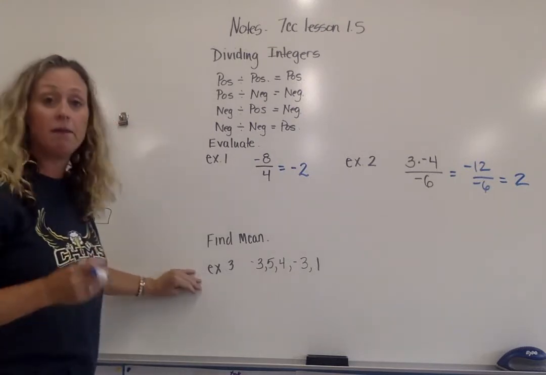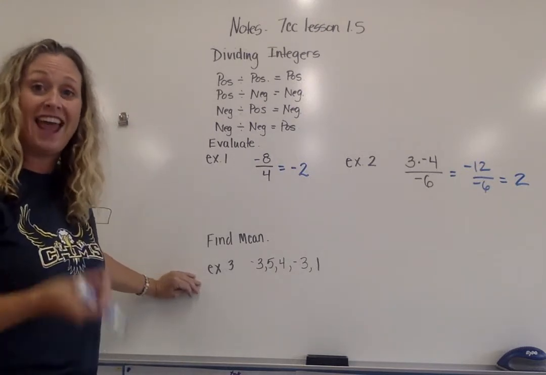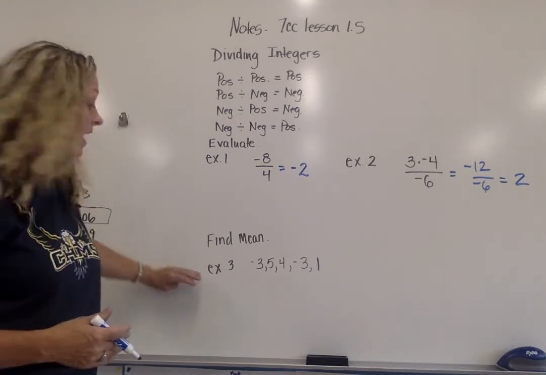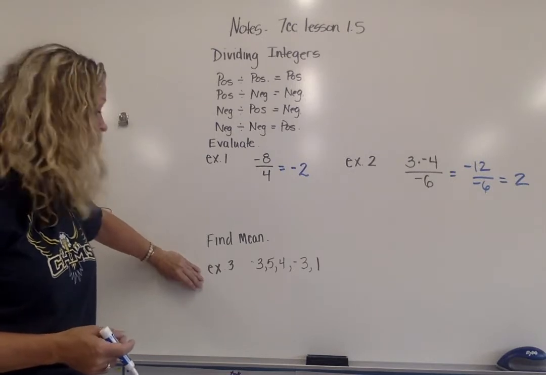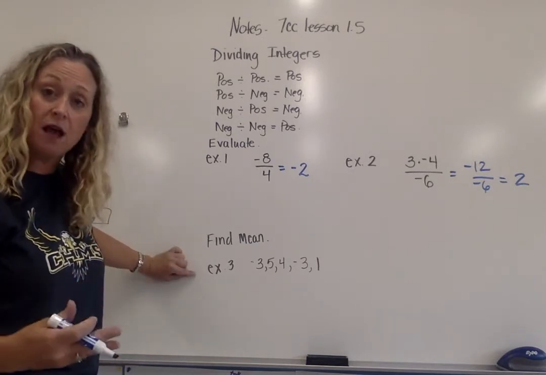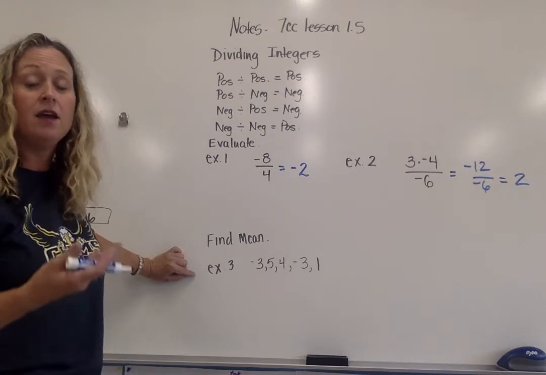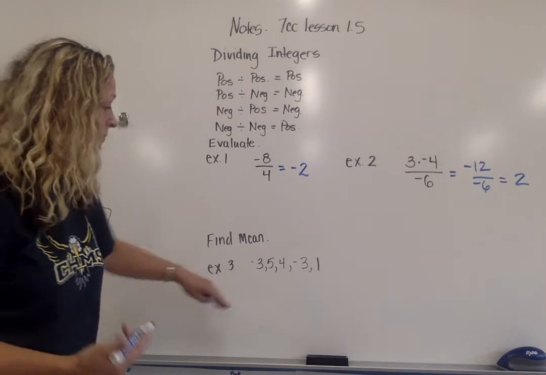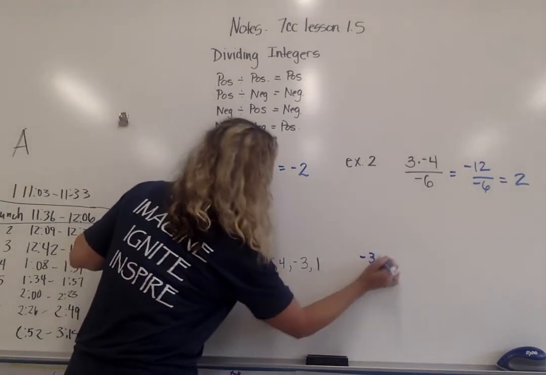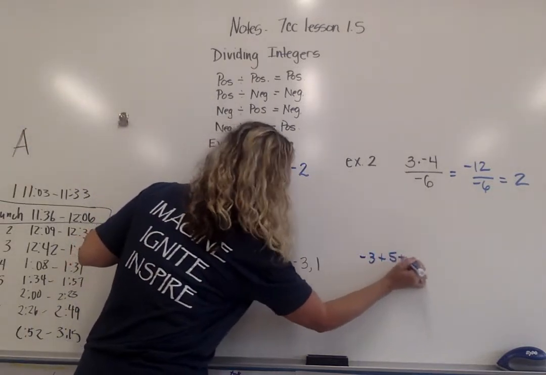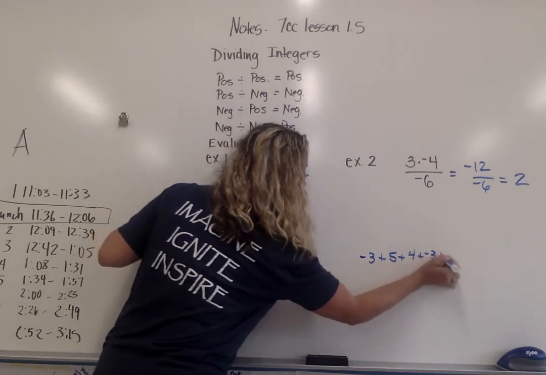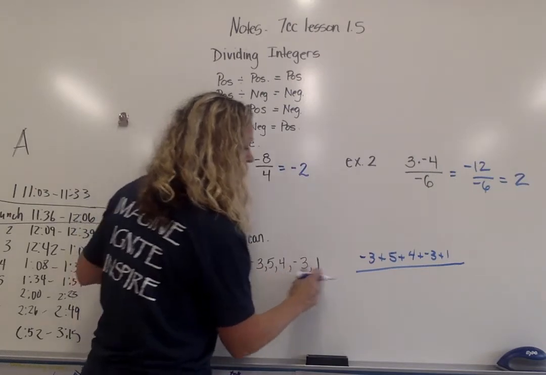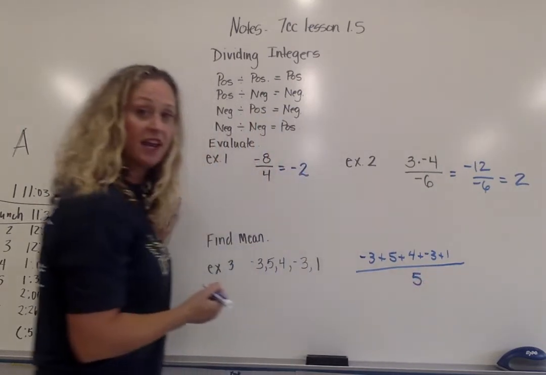The last problem is talking about mean, which means you have to add integers as well as divide. So it's combining some of the skills from the first part of the chapter. In order to find the mean, you find the sum and then you divide by however many terms or values are within the original problem. So I'm literally going to add up -3 plus 5 plus 4 plus -3 plus 1. And I'm going to divide all that by 1, 2, 3, 4, 5, because there are 5 numbers I'm adding up.